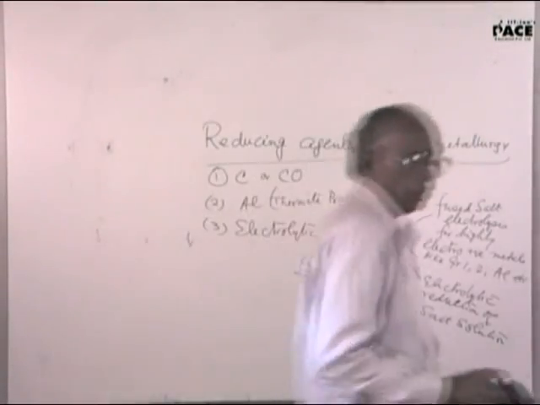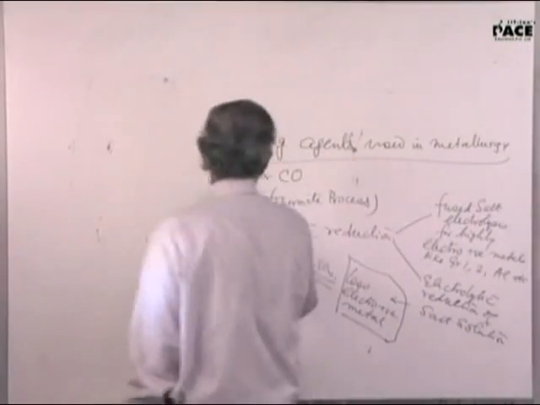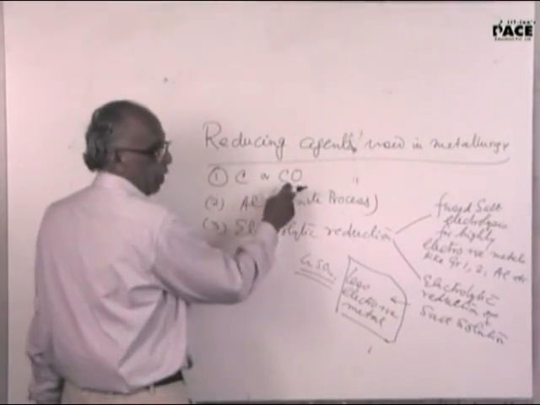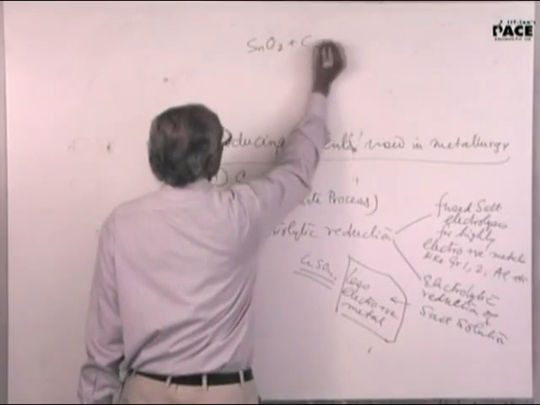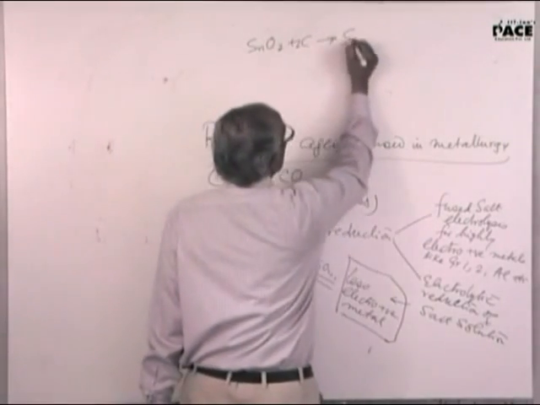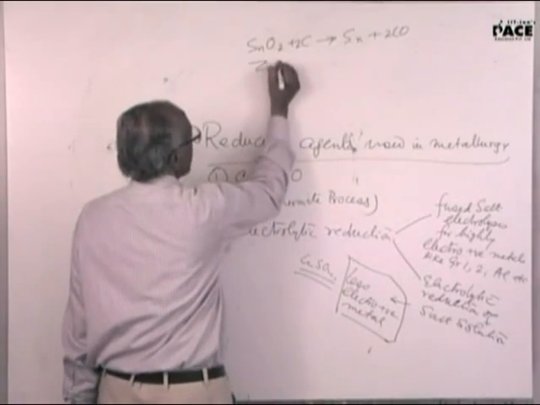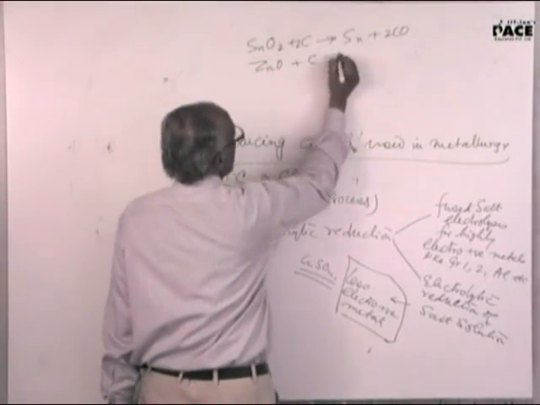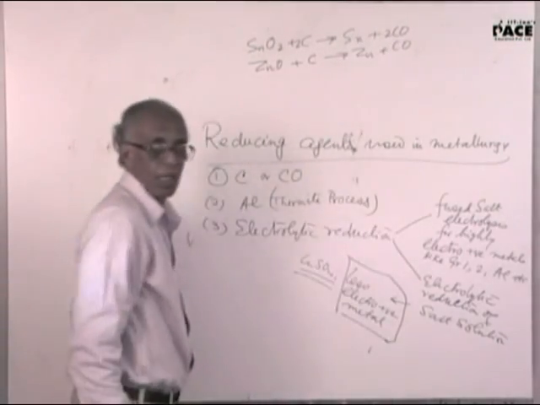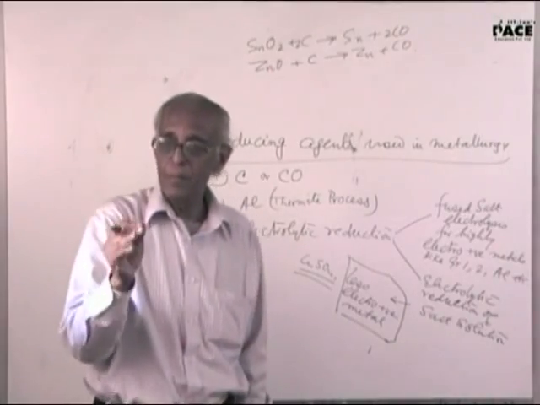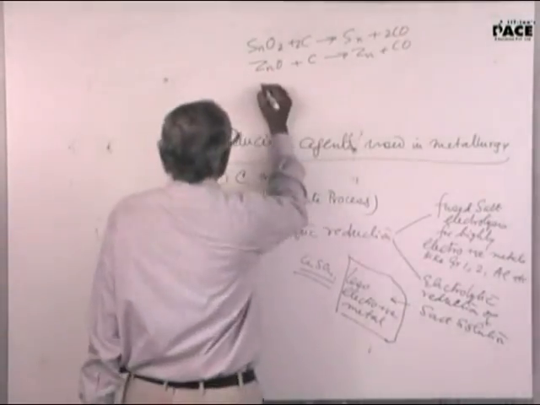So, what are the examples of carbon reduction or carbon monoxide reduction? Tin dioxide plus carbon gives you tin plus carbon monoxide. Zinc oxide plus carbon gives you zinc plus carbon monoxide, where carbon is used as a reducing agent.